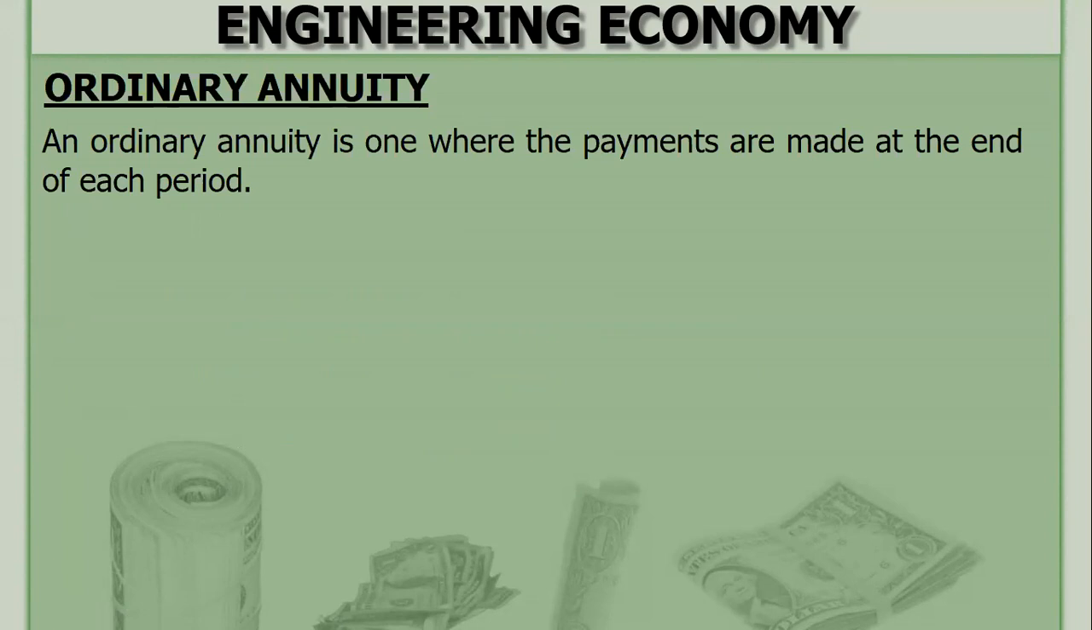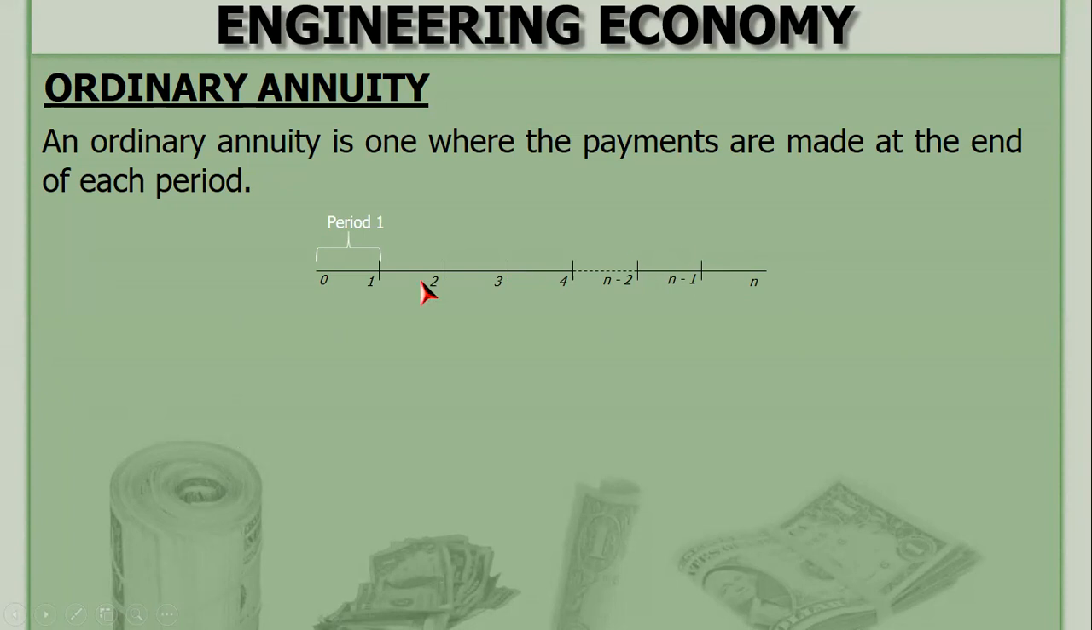So, there are 4 types of annuity. The first one is the ordinary annuity. An ordinary annuity is one where the payments are made at the end of each period, beginning on the first period. So in an ordinary annuity, the payments are made at the end of each period, starting with the first period. On a time scale: 0, 1, 2, 3, 4, n minus 1, n. This is period number 1, the first period. Then 1 to 2, second period, third, fourth, and from n minus 1 to n, the nth period, the last.